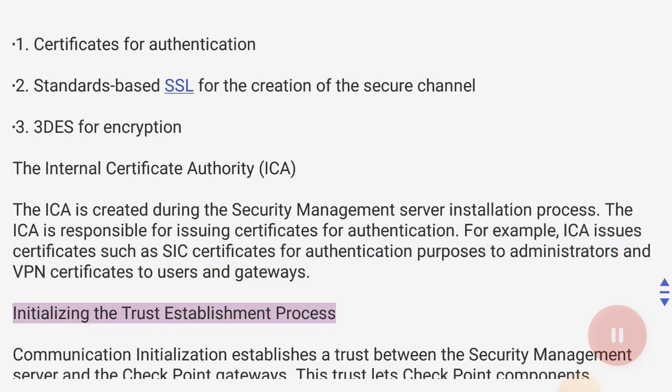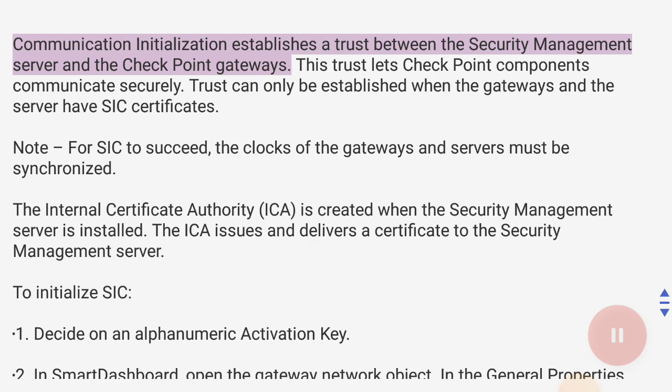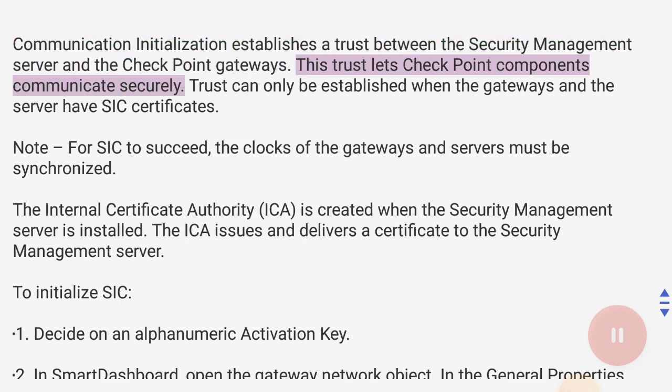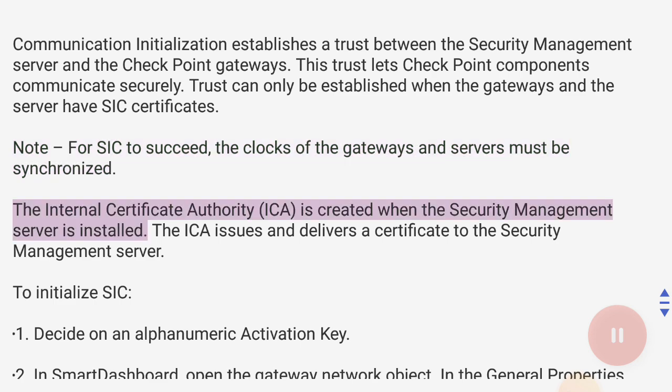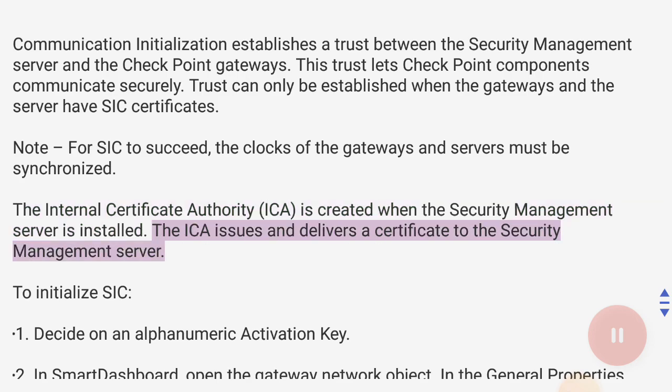Initializing the trust establishment process. Communication initialization establishes a trust between the Security Management Server and the Checkpoint gateways. This trust lets Checkpoint components communicate securely. Trust can only be established when the gateways and the server have SIC certificates. Note, for SIC to succeed, the clocks of the gateways and servers must be synchronized. The Internal Certificate Authority (ICA) is created when the Security Management Server is installed. The ICA issues and delivers a certificate to the Security Management Server.